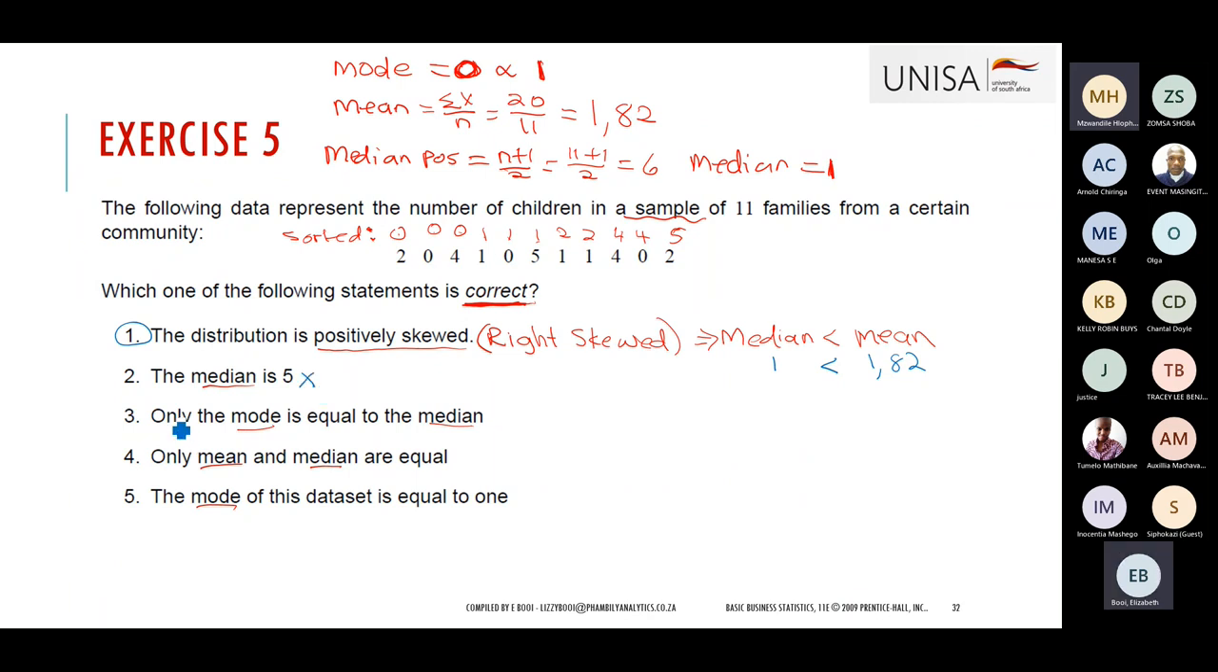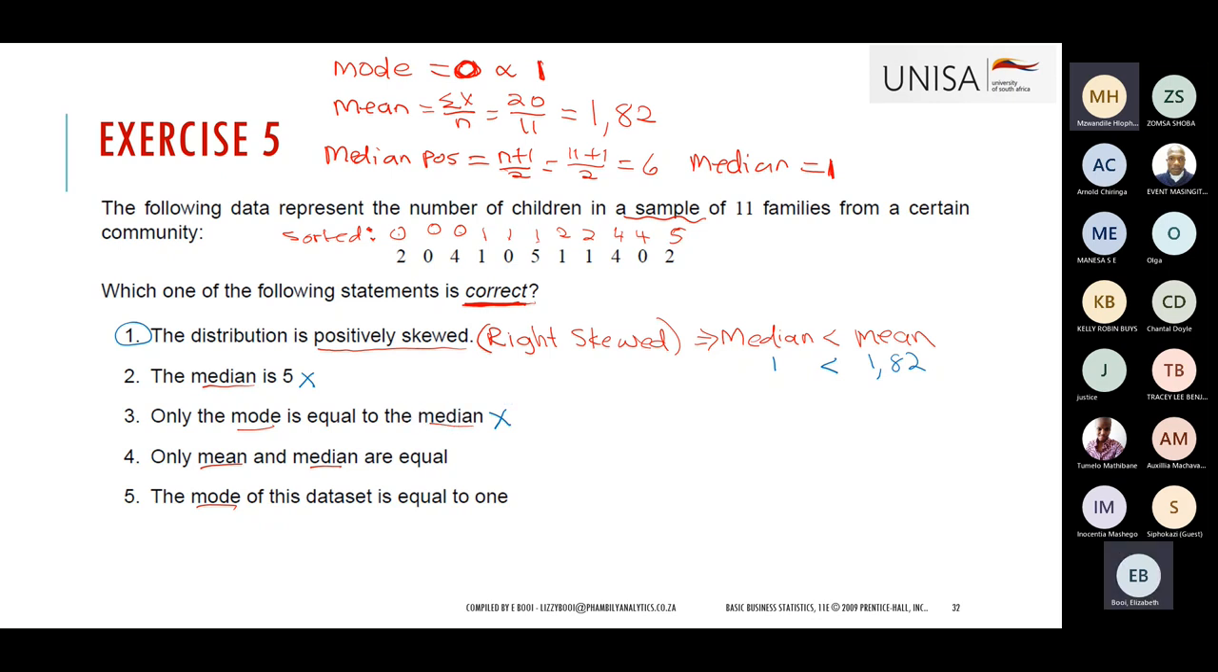So that is incorrect. Only the mode is equal to the median. The mode is 0 and 1, and the median is 1. That is not true because there are two modes. If they had said only one of the modes is equal, but they say only the mode, and we know that we have a bimodal.